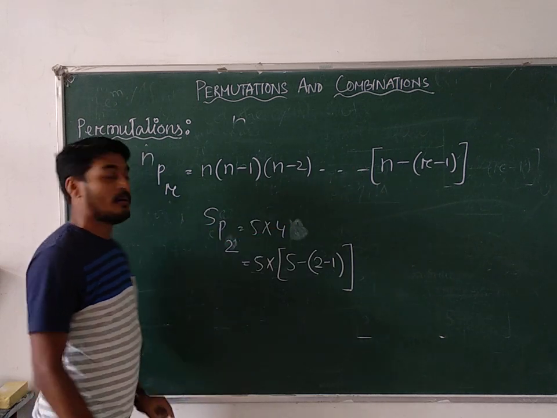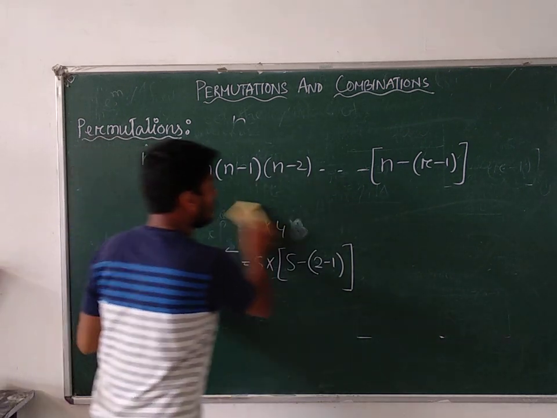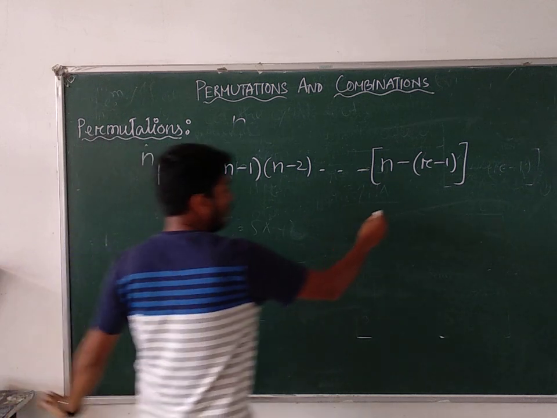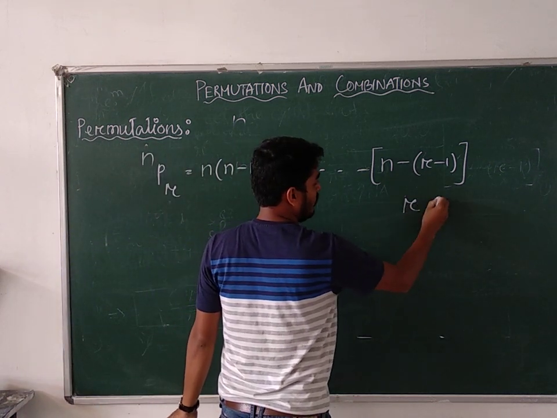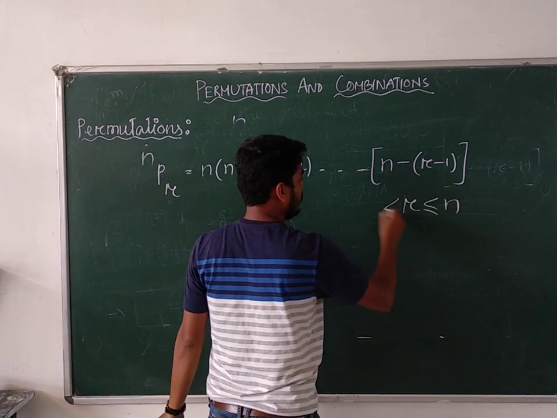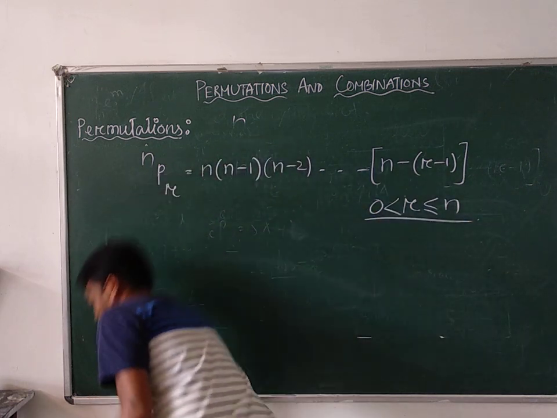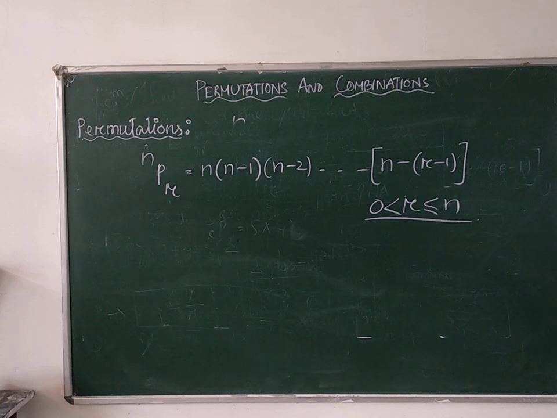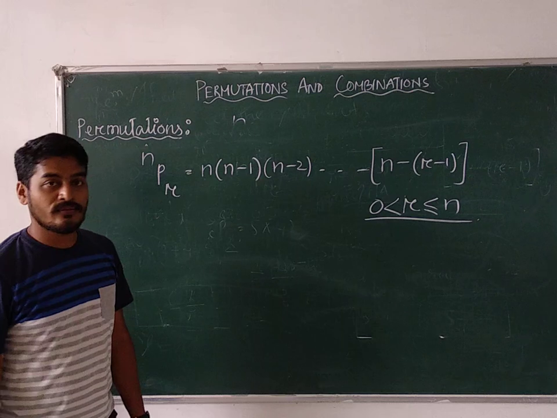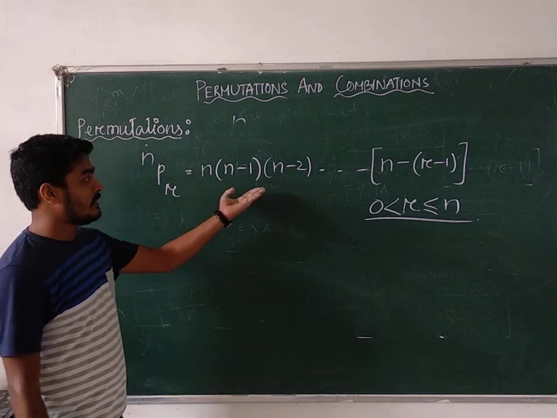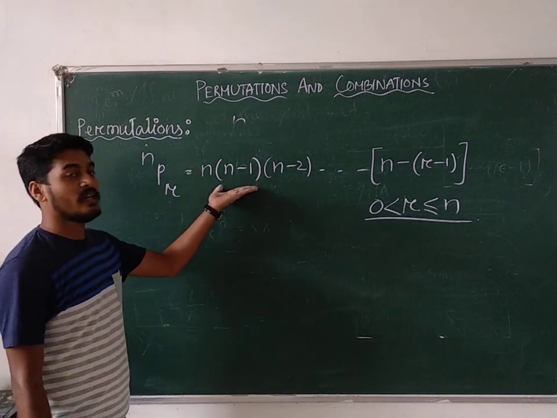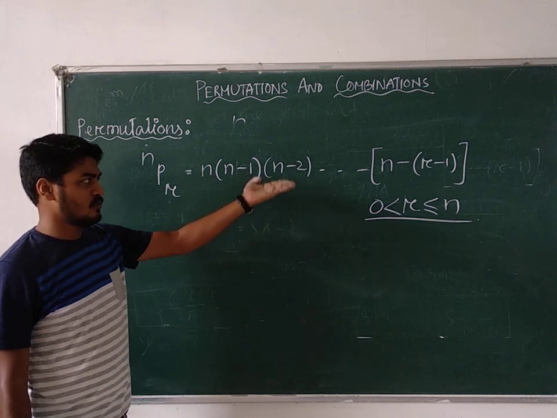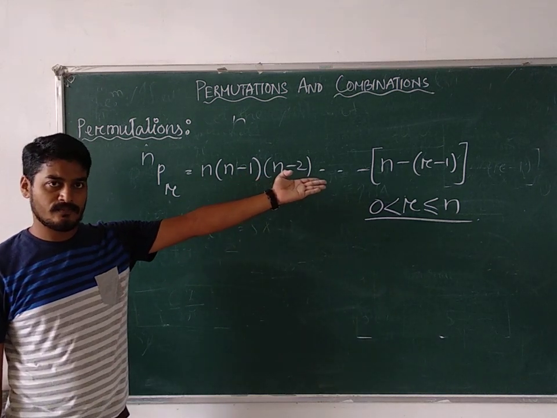Any expansion of permutation. So you can use this formula, but remember the value of r here should be less than or equal to n, and greater than or equal to 0. So I hope you have got my point. For nPr, this is the expression: n into n minus 1, n minus 2, and n minus r minus 1 is the last term.